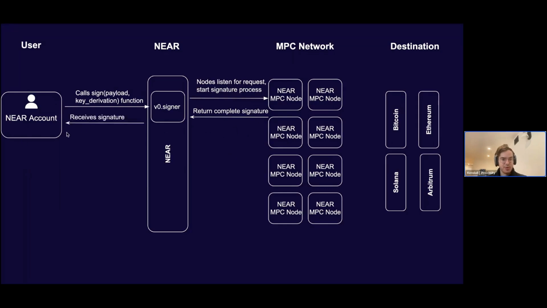Finally, this Near account will receive this signature. So now they have a valid signature that they can form into a valid transaction for, say, Bitcoin, at which point they can send that transaction to the Bitcoin network or Arbitrum, Solana, really anything. And that's the exciting thing here. And then they can have that transaction included in a block on the destination chain.